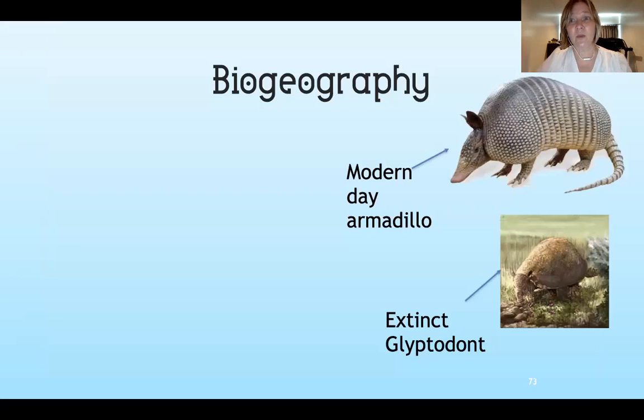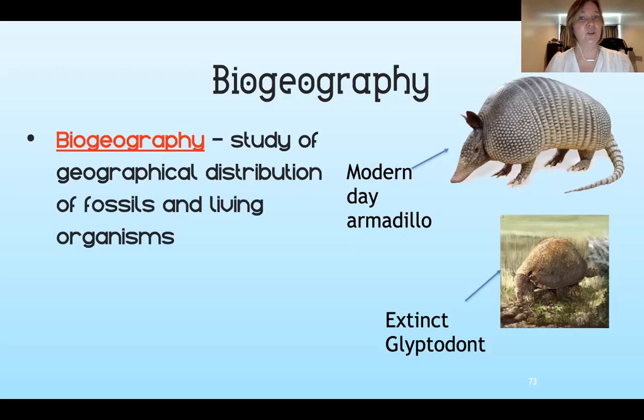Okay, another tool that we can use in trying to put together the evolutionary history of organisms is something called biogeography. So just put together geography and bio, the geographical distribution of fossils and living organisms. So here I've got a modern-day armadillo. You don't have those in Thailand, but they are in the southwestern United States and I believe South America as well. And when you look at the fossil record, in the areas where you find modern-day armadillos, you find an extinct organism called the glyptodont, which looks amazingly like an armadillo.